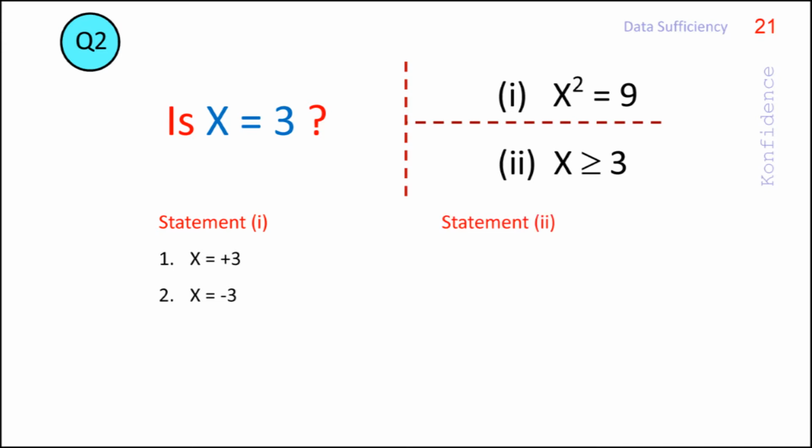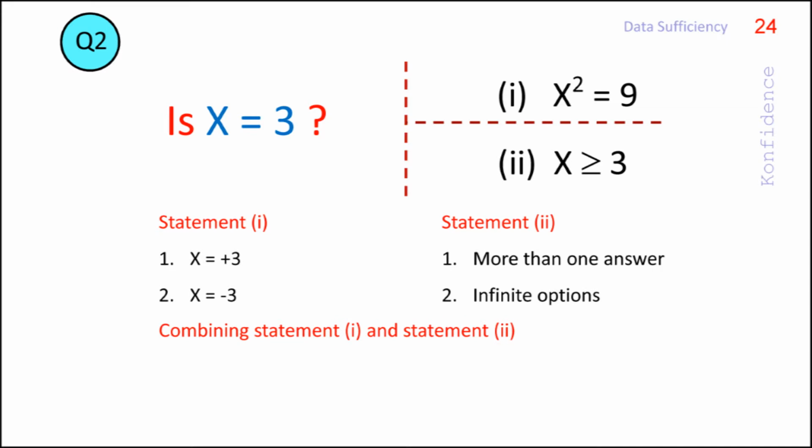The second statement also gives us more than one answer. In fact, it gives us infinite options. But when we combine both statements, we can decide on one answer, that is x equal to 3. This makes it clear that data is enough to answer the question.